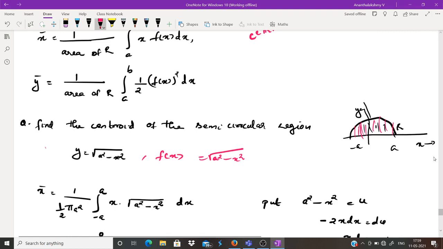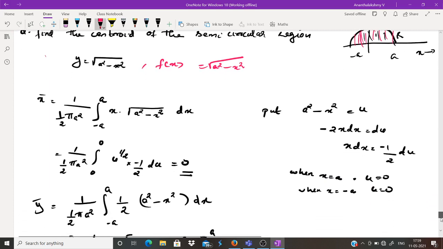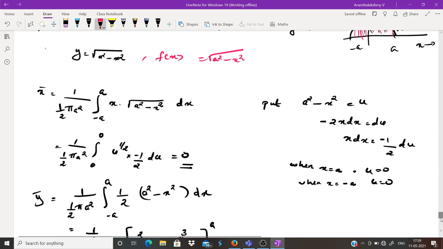We use a square minus x square equal to u. Then you get minus 2x dx equal to du, so x dx equal to minus half du. When you substitute x equal to a, you get u equal to 0. When you substitute x equal to minus a, then also you get u equal to 0. So the limit becomes integral 0 to 0. When the lower limit and upper limit are the same, the area under that curve is 0. So x bar is 0.